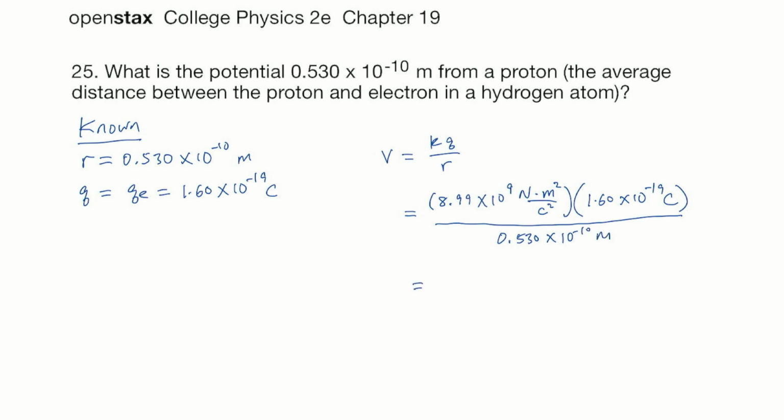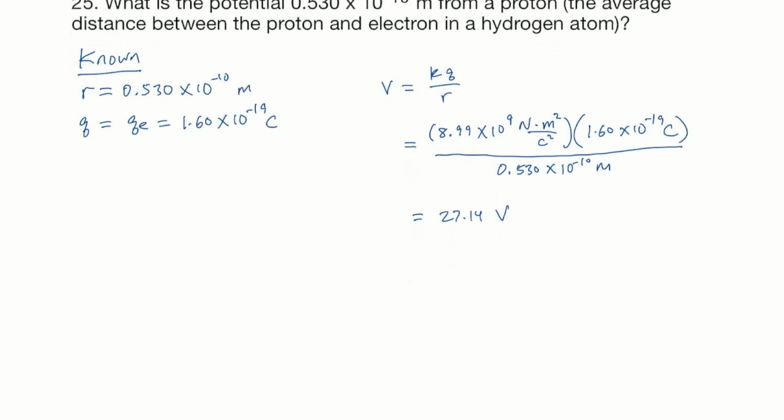I did that calculation and I got 27.14 volts. And so the potential is 27.1 volts. And that is the potential due to the proton located at about where the electron sits.